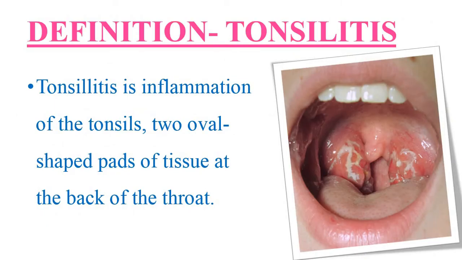Now we'll see the definition of tonsillitis. Tonsillitis means the inflammation of the tonsils. As I said earlier, these are pairs of tissues located in the pharyngeal cavity. You can see here in the picture that the tonsils are inflamed and enlarged.